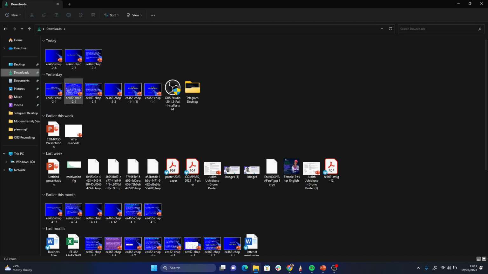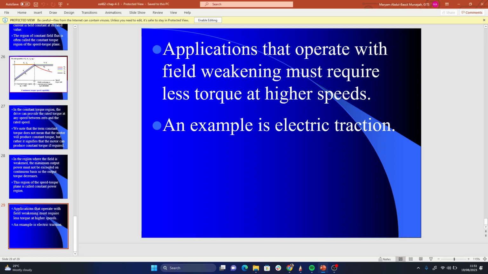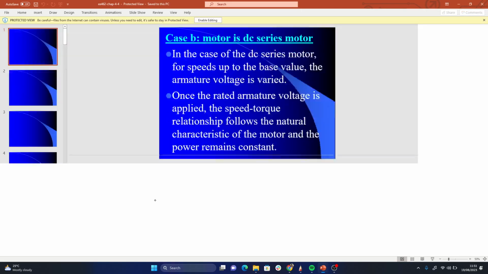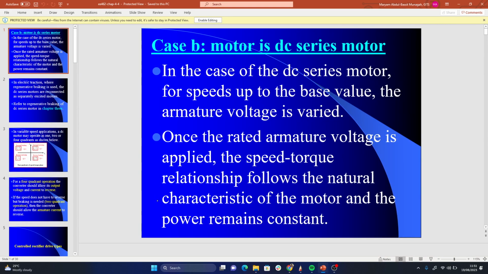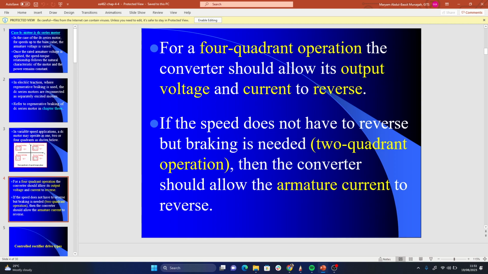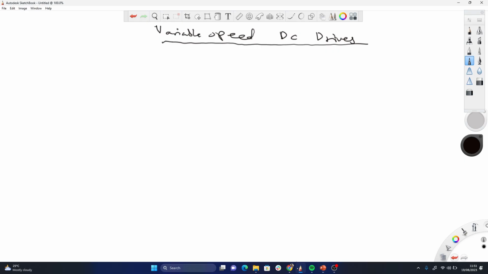Okay, so that was 4-3. Now, as I said, let's just move on. So take the time to read all this part.